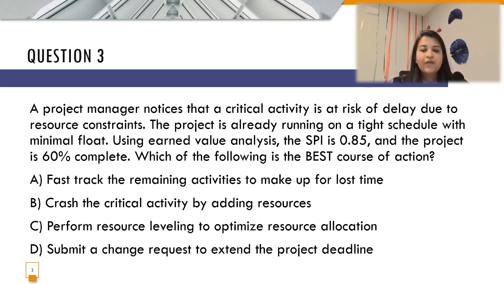Options are: A, fast track the remaining activities to make up for the lost time. Option B, crash the critical activity by adding resources. Option C, perform resource leveling to optimize resource allocation. And option D is to submit a change request to extend the project deadline.